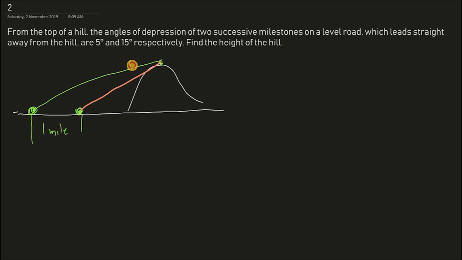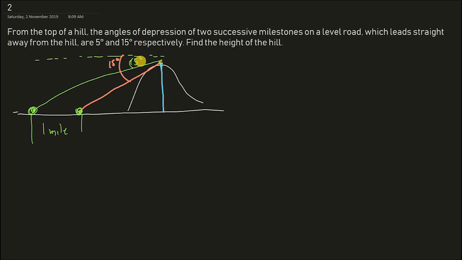Ibig sabihin ito, this is 5 degrees because we have an imaginary horizontal line there, 5 degrees. And 15 degrees is itong another line, angle of depression. So, this is 15 degrees. Alright. Ngayon, ang tinatanong niya, find the height of the hill. Height of the hill is the vertical line na ito.